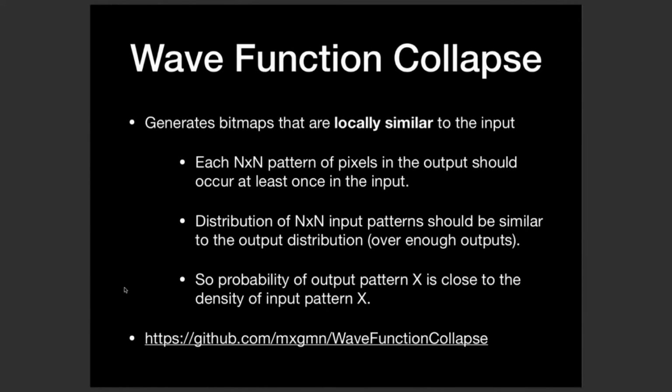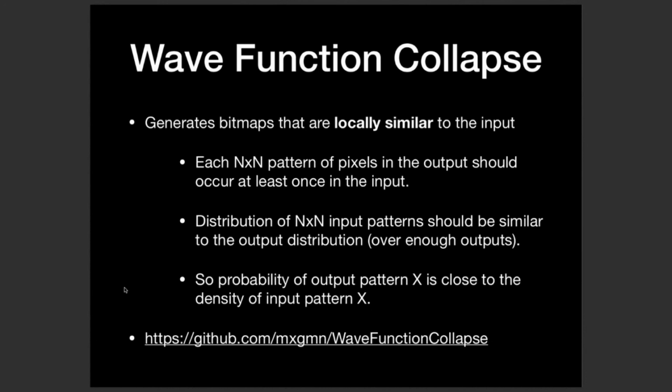And then looking at the distribution of these different patterns, right? Some of them occur more frequently, some of them are rare, some of them never occur at all. The distribution in your input should be basically similar to the distribution in the output, right? So the probability of finding a particular pattern in the output is related to how frequently it occurs in the input.